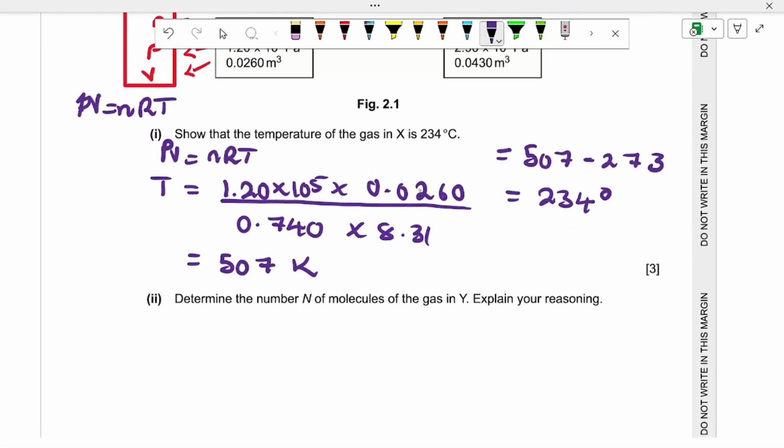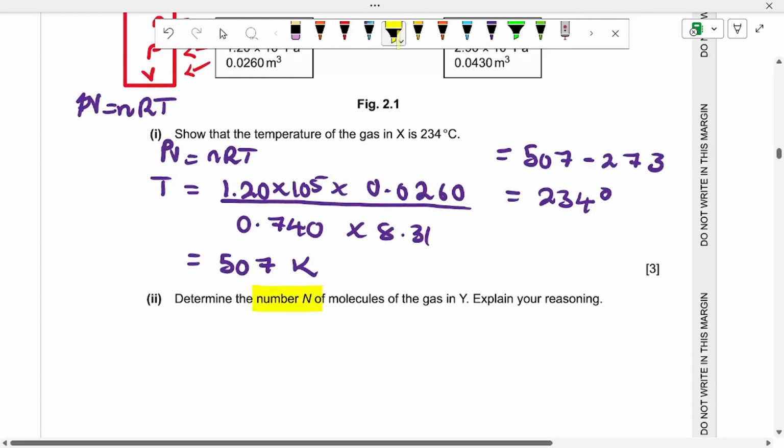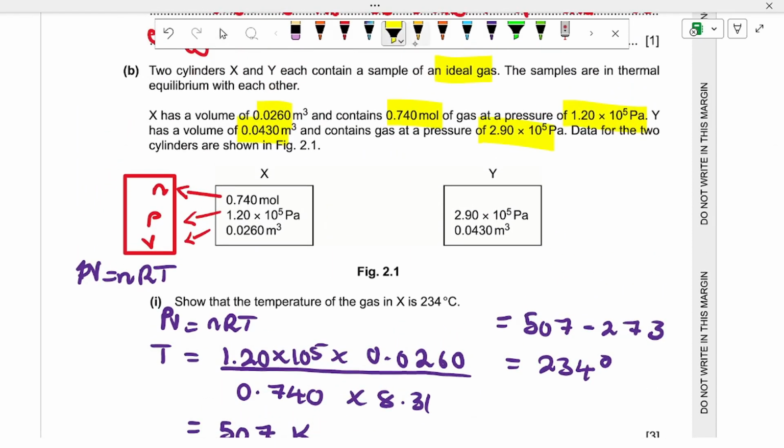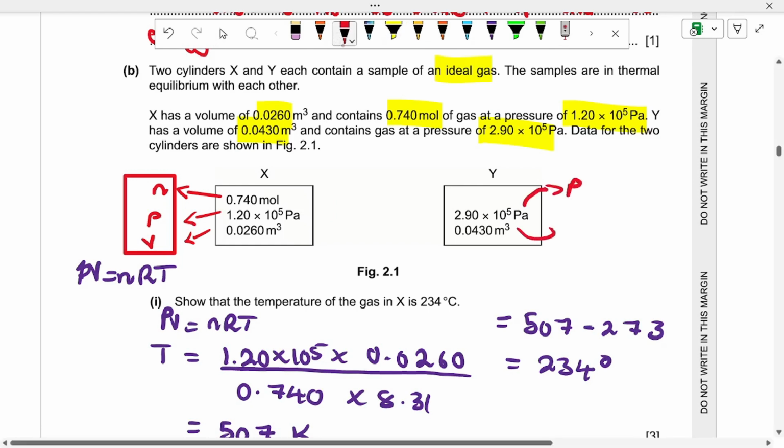Determine the number N of molecules of gas in Y. So I have cylinder Y, right? And I want to find the number of molecules. How many molecules do I actually have in Y? So I ask myself, what am I given? I'm given pressure, P. I'm given volume, V. What is one equation that links these two things together?